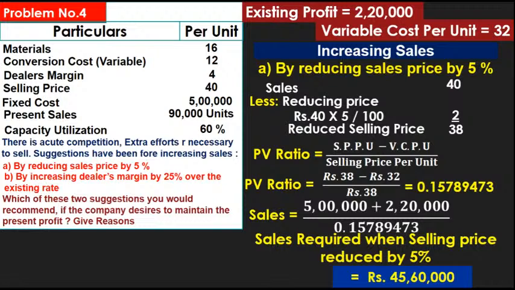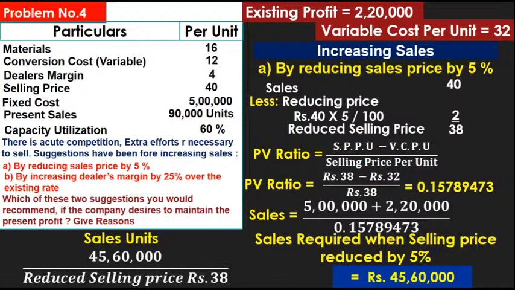Now how to see it in the number of units? Let us look at 45,60,000 in units. Sales units: 45,60,000 divided by the reduced selling price, the new selling price, rupees 38. I calculated this in units; the earlier figure was in amount. What is the answer? 1,20,000. What is the meaning of 1,20,000? When the company makes sales of 45,60,000, the company should sell 1,20,000 units.